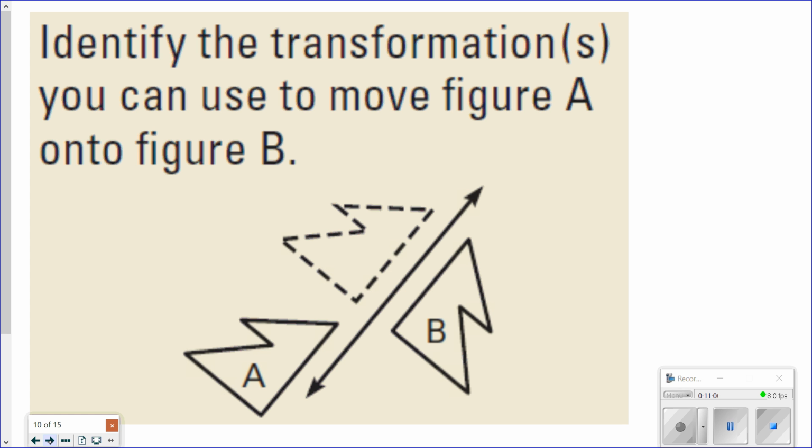Identify the transformation you can use to move figure A to figure B. All right, so it kind of helps us out here. We see that we're going to slide our figure over, and so that would be a translation. And then it looks like we flip our figure over this line to become figure B, and that would be a reflection.